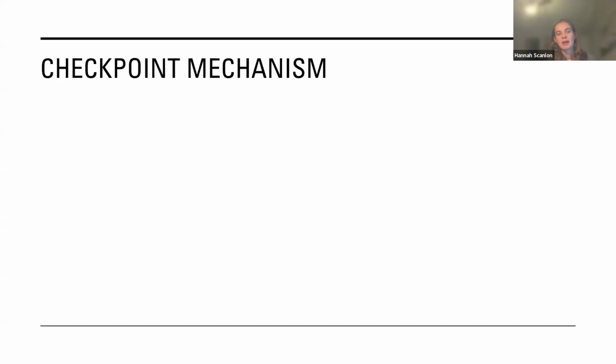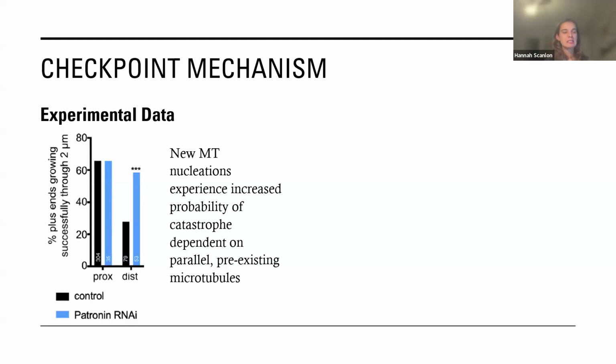The other mechanism that was identified by our collaborators is what's called a checkpoint mechanism. What this mechanism looked like experimentally is it told us that new microtubule nucleations have an increased probability of catastrophe that seems to be dependent on parallel pre-existing microtubules. So what this means is, when a microtubule is nucleated, sometimes it will grow and it will just survive and continue growing. Sometimes it will catastrophe very quickly. And it seems like that catastrophe rate is dependent on there being other microtubules around it that have the same polarity distribution. There's a lot of reasons biologically to believe that microtubules do a better job growing or are more stable when there's other microtubules around them with the same distribution.